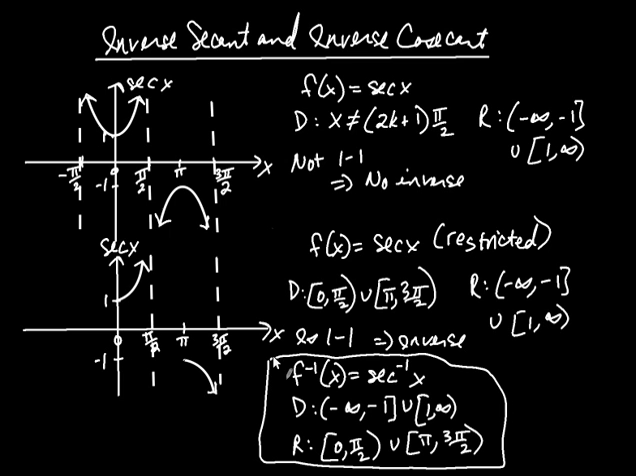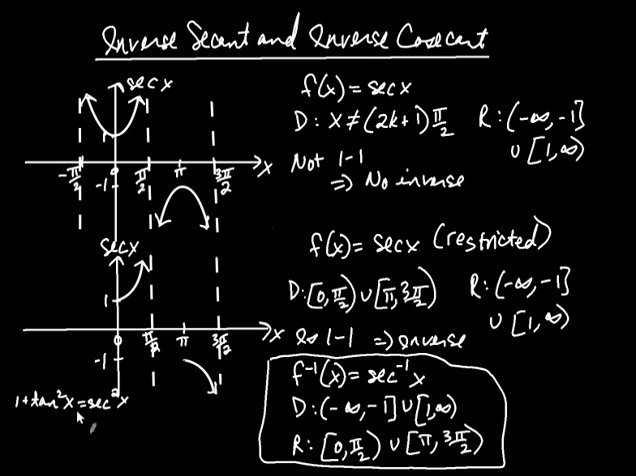Okay, so now you might wonder, why did I make that restriction? Why did I choose this branch instead of that one? And there's actually an interesting reason for that. We know that the following identity is true, that 1 plus the square of tangent is equal to the square of secant, right?